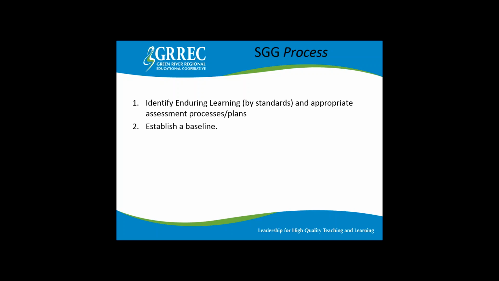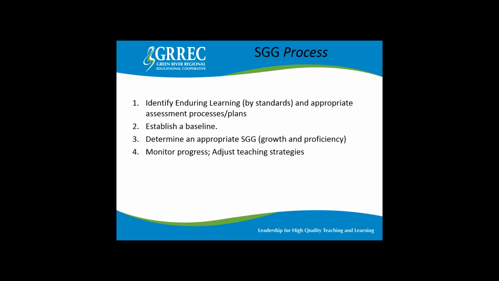After that, they establish a baseline. This is what should be happening right now in your schools. Teachers are assessing where students are at. Hopefully, they have begun identifying some of those enduring learnings that students might be having difficulty with, that they might want to write their student growth goal around. Then they establish that baseline. After that, they determine an appropriate student growth goal. And in that goal, it has to have a growth and proficiency statement. We're going to look at all this as we go through this morning.